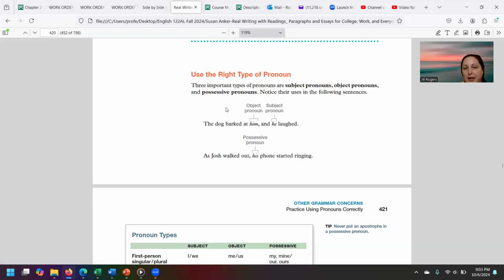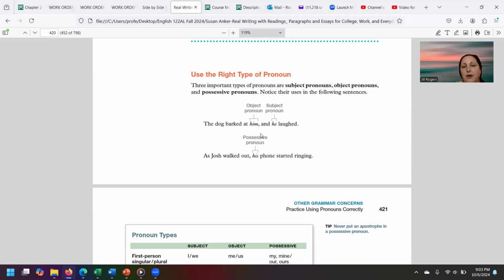And he laughed. We're referring to the same person, but it's a subject because it's a new independent clause, and this is the subject again. We put a name instead: the dog barked at Jim and Jim laughed, right? If we use the name, it would be the same, but the dog is the one doing the action here, and he's the one having the action toward him. So that's why it's an object pronoun.